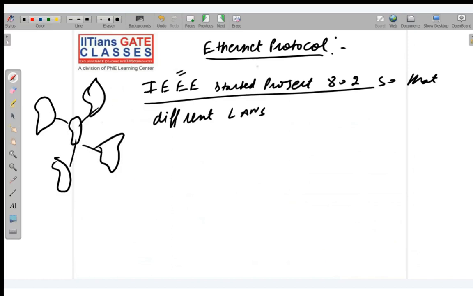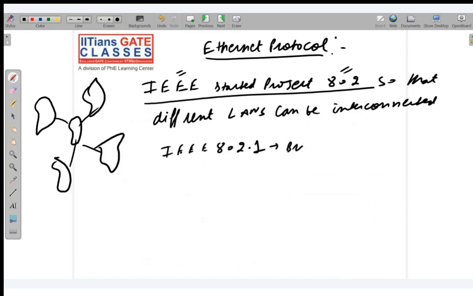So for that IEEE started project 802. It was long back, around the 1970s. It was a very old scenario. IEEE started this project 802 so that different LANs can be interconnected. For that it has given certain numbers. First was IEEE 802.1, for bridged LANs. Bridge is not in your GATE syllabus, so we will not cover that, but I am just giving you the information.